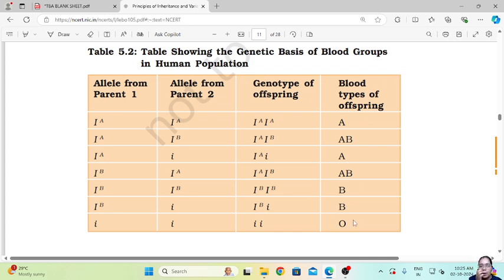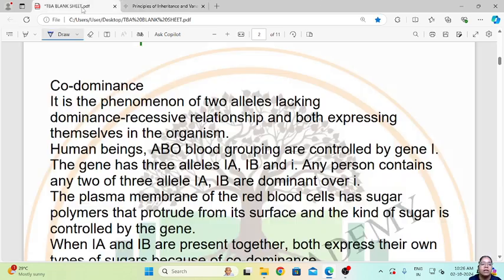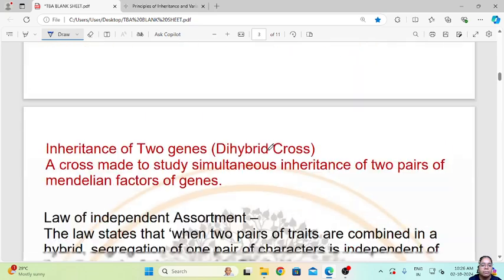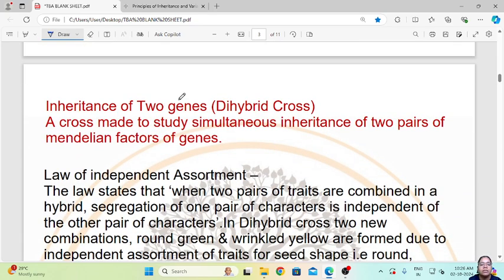So this is how codominance occurs in human beings, that is, in the blood group in the human population. So now let us continue with the other topic: inheritance of two genes, that is, the dihybrid cross.